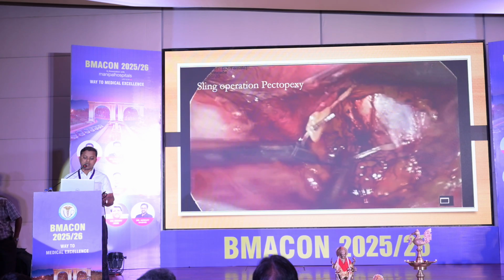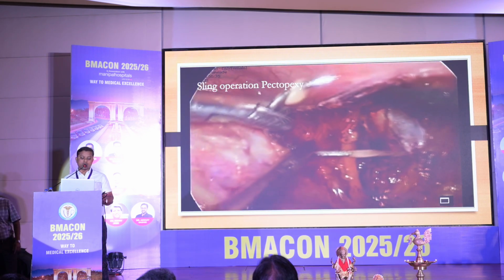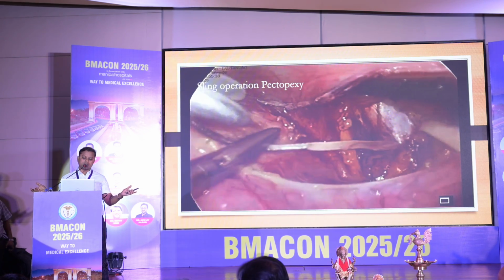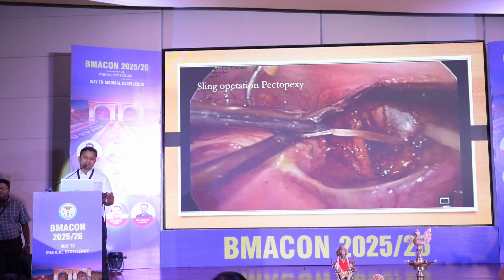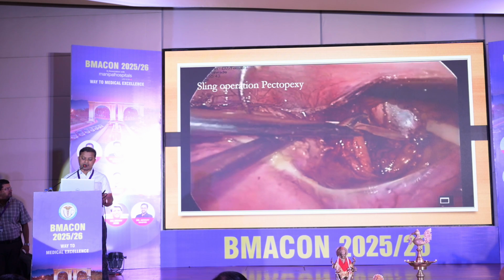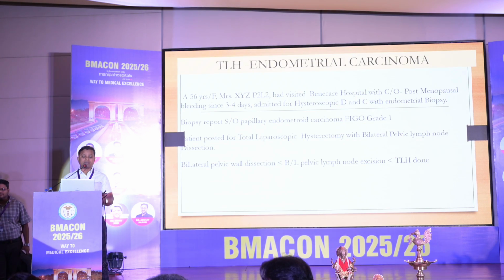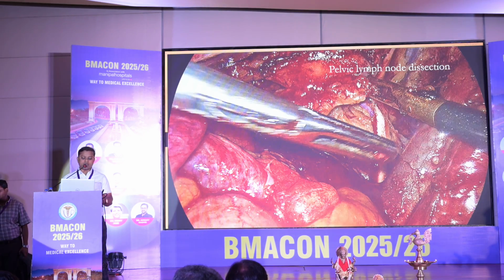This is a sling operation, pectopexy, where in uterine prolapse we attach the 2 pectineal ligaments that are present on the pubic bone to the uterus, to the cervix. Endometrial carcinoma, the same case that we discussed in hysteroscopy, papillary endometrial carcinoma was there. So hysterectomy with pelvic lymph node biopsy was done.